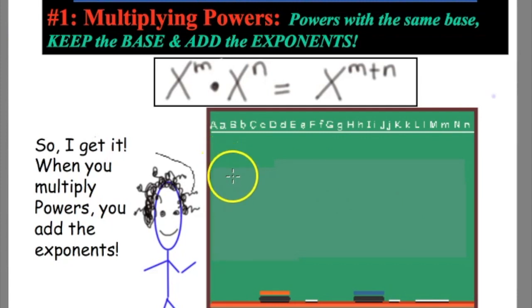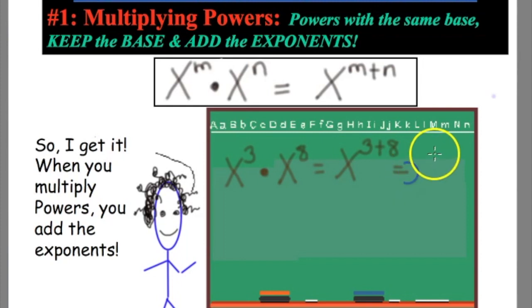First problem, let's look at x to the third power times x to the 8th power. According to the rule, my bases here are the same, so I'm going to keep my base and add my exponents. So 3 plus 8. What would that give us? Keep my base, add my exponent. x to the 11th power. Hope that's making sense to you right now.